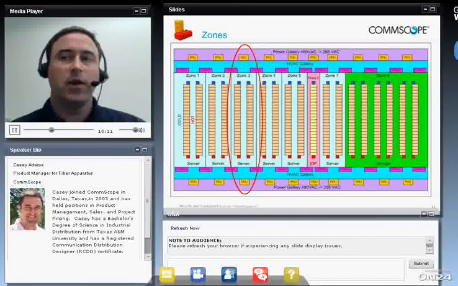Not only is modularity important in the structured cabling world, but also in the world of power and cooling. How many square feet are you turning up? How many servers will be supported per zone? How will you manage the airflow and cooling?